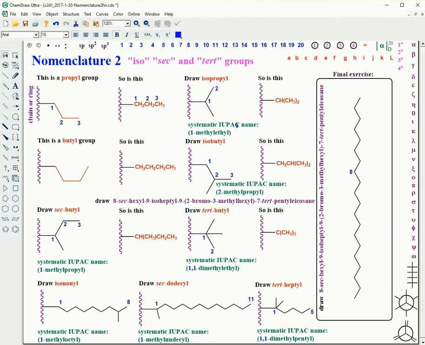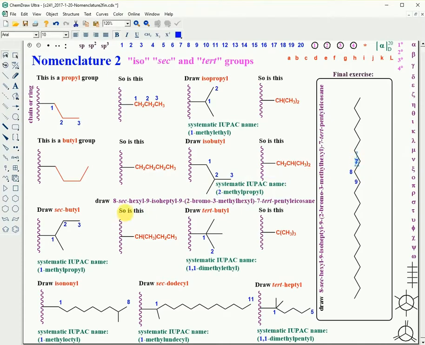On carbon 9, we have 2 groups, isoheptyl, and I use the systematic name here. A hexyl that has a methyl on the 3rd position and a bromo on the 2nd. And on carbon 7 we have a tertpentyl.